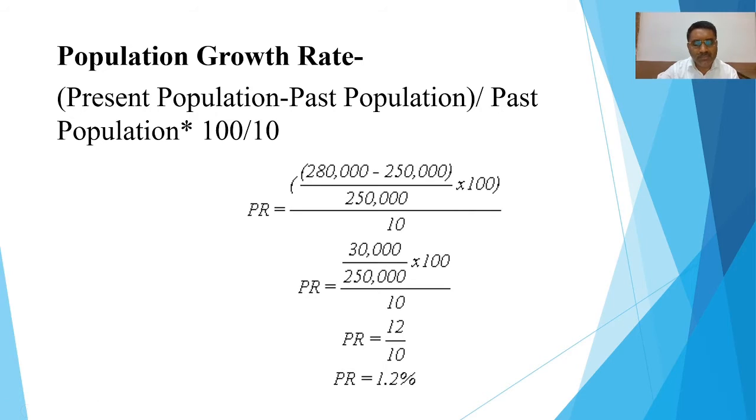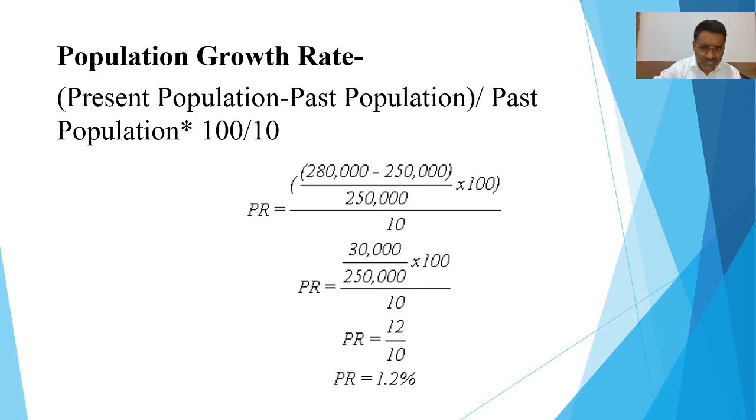10 means the period. Suppose in 2001 the population was 2,50,000, and the present population is 2,80,000. We subtract, divide by the past population, that is 2,50,000, and multiply all of this by 100, because we have to show it in percentage, and in the last we divide it by 10, that is the period of 10 years.